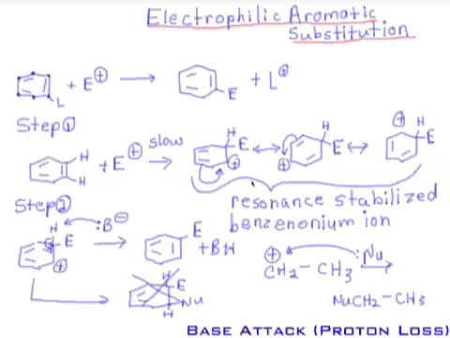So let's begin by looking at some examples of electrophilic aromatic substitution. Each one I'll give you the reaction first, and then I'll show the mechanism. So let's begin with the first one, which is halogenation. Halogenation with electrophiles works well with chlorine and bromine.